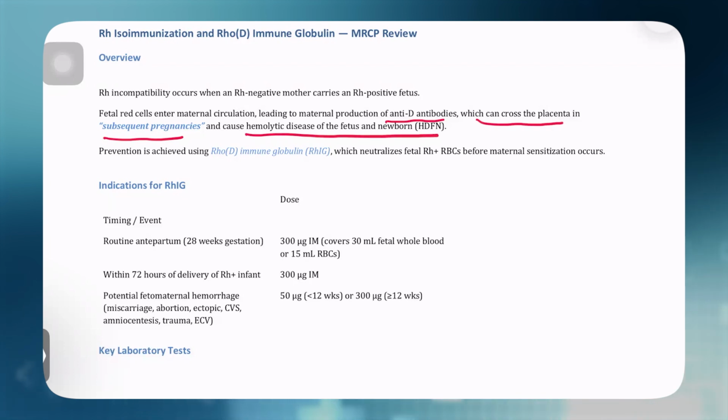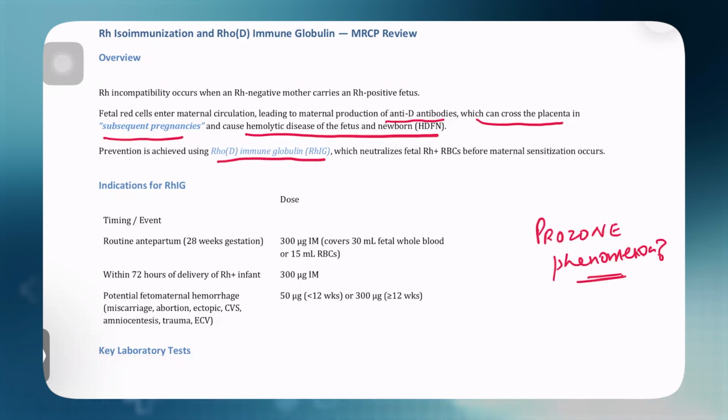So the prevention, how can you prevent? You can prevent it by giving ready-made immunoglobulin, IG. What will it do? There is something known as the prozone phenomenon. Can anyone tell me what is the prozone phenomenon? Can anyone tell me?